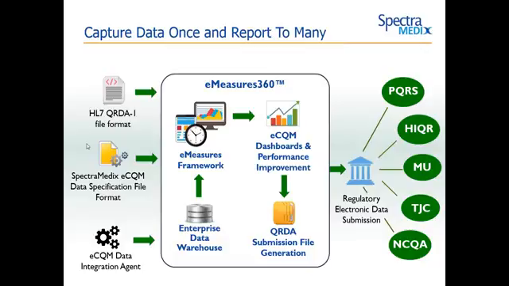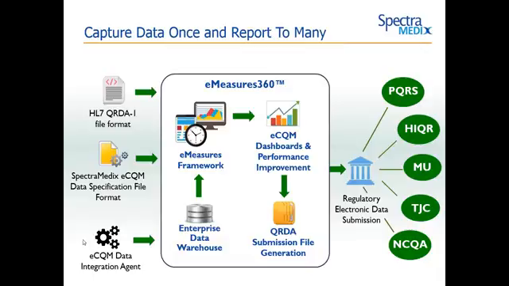So other ways to get data is eCQM data specification file format, where we've identified all the data elements needed to calculate eCQMs, and we provide that to our clients as a data dictionary or in a format, and they can then, if they have the technical resources, identify where those data elements are and provide that to us. Or if they say, look, we are not able to do that, we can build a custom agent that essentially pulls that data out of their EMR.